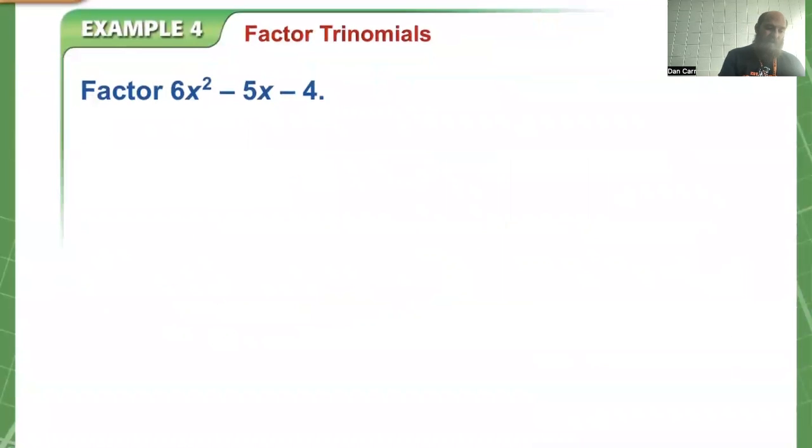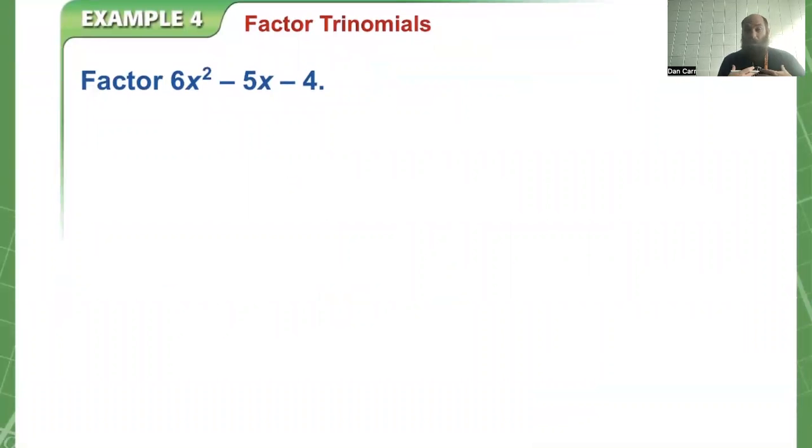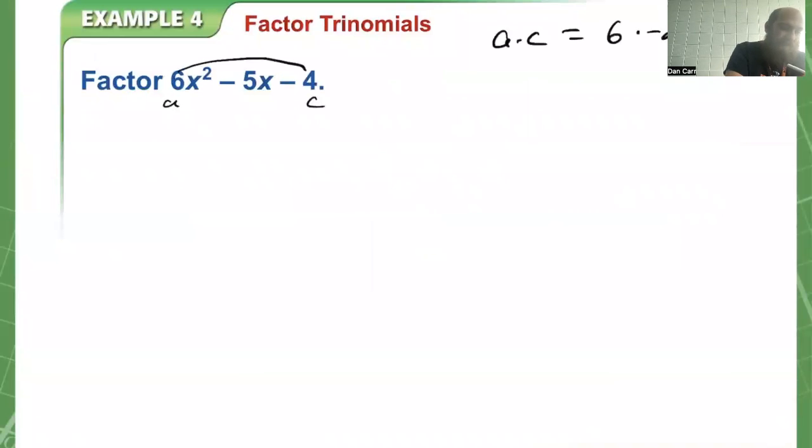I'm going to show a slightly different method on this one, because in my opinion, sometimes it's a little bit more efficient to do something different. It's called the AC method. So we're going to start with this. You're going to take your A value and the C value and multiply them together. So in this case, it's 6 times a negative 4, which gives me a negative 24.